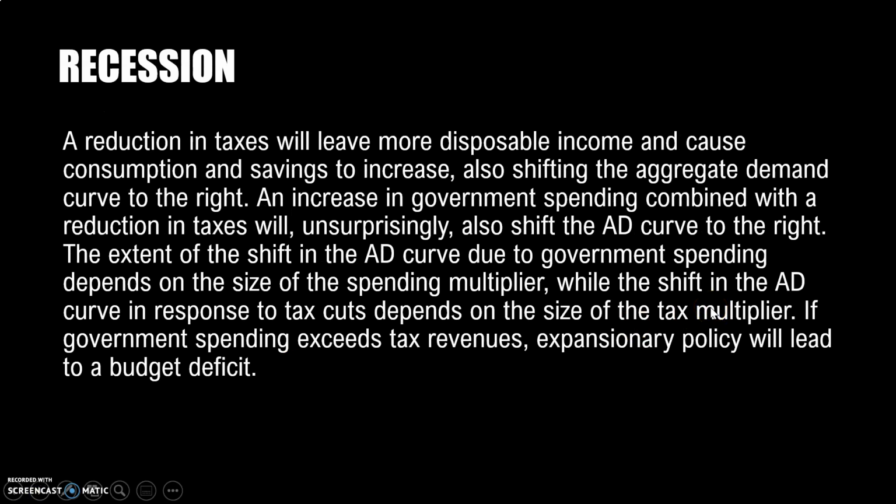So, if taxes are reduced, more disposable income would be available for consumption. And this would cause the aggregate demand curve to shift to the right. And an increase in government spending combined with reduced taxes would also allow the AD curve to shift to the right. So, the extent to which the AD curve would shift to the right would depend on the government spending and the multiplier effect, which would be the ripple effect from the initial spending that is done.